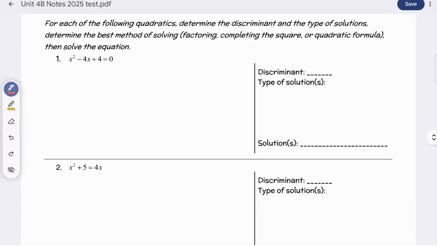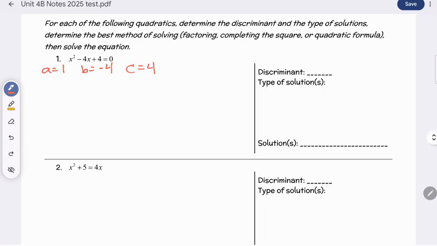So now we're looking at these examples here, and here I'm going to have you find the discriminant, determine the type of solutions, and then decide which way you want to find them. So first off, we've got x squared minus 4x plus 4, right? Now if we are looking at the quadratic formula, our a is going to be 1, b will be negative 4, and c is going to be 4, right?